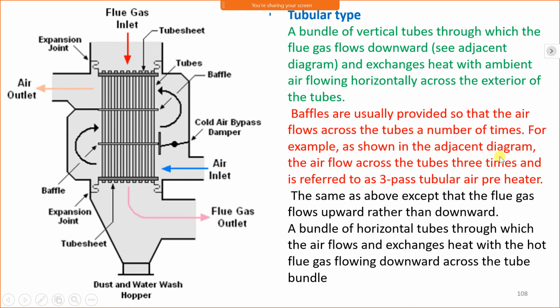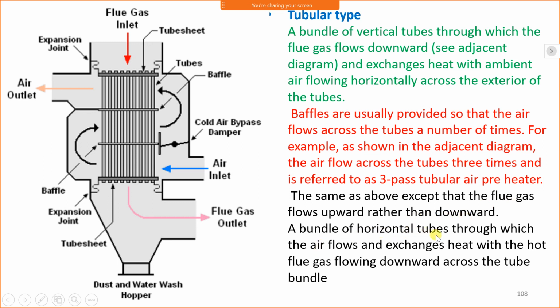For example, as shown in the adjacent diagram, the air flows across the tube 3 times and is referred to as a 3-pass tubular air preheater. The air passes across the tubes 3 times: first, second and third. Therefore, it is called a 3-pass tubular air preheater. The same as above, except that the flue gases flow upward rather than downward.